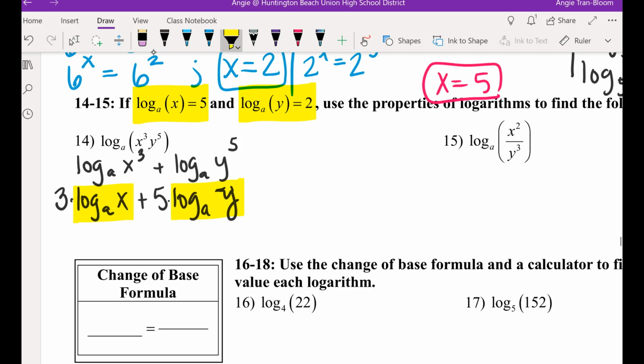Equal it to 5, because they gave that to you. In this question, log base a of x is always 5 only, though, in this question. Plus 5 times what? 2, because in this question only, log base a of y is 2. So find answer. 25, okay? So that's how we use the properties to solve.